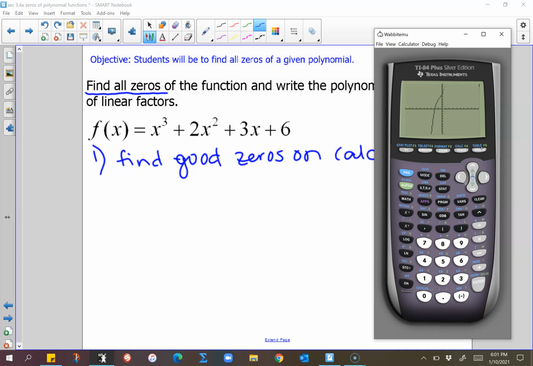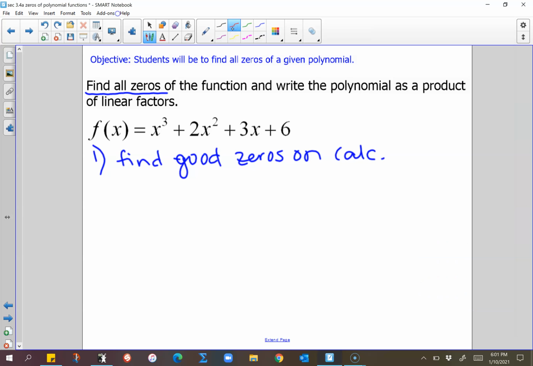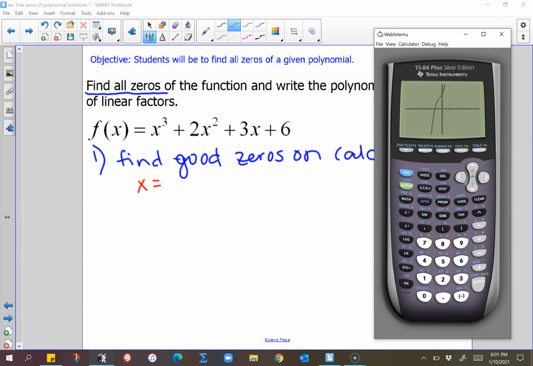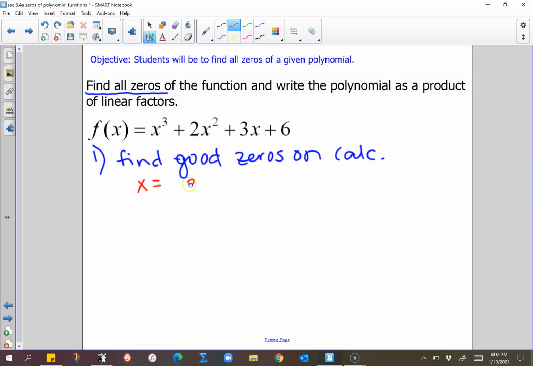This is a cubic, so I know I should have 3. I only see 1 though. And so when I look at that, it's x equals, so let's go look and see. I'm going to guess it's -2. So I hit trace, -2. Yep, that's what it is. So I have -2. That's the only 0 I see. So the other 2 are probably imaginary or they're off the chart somewhere.